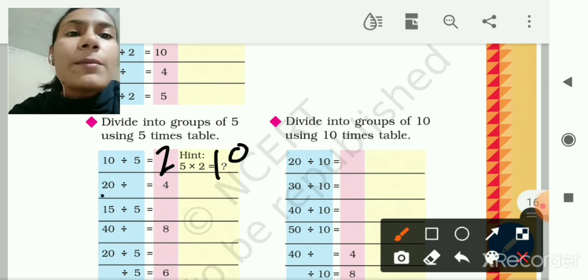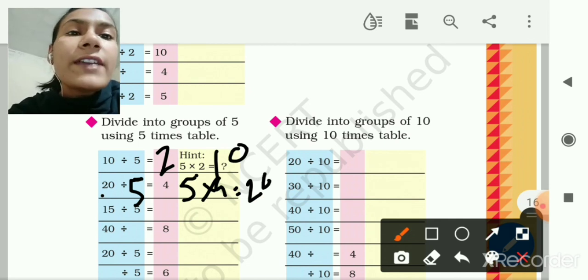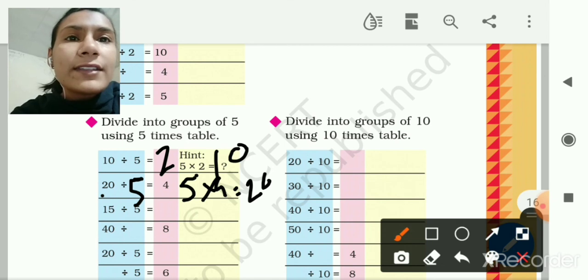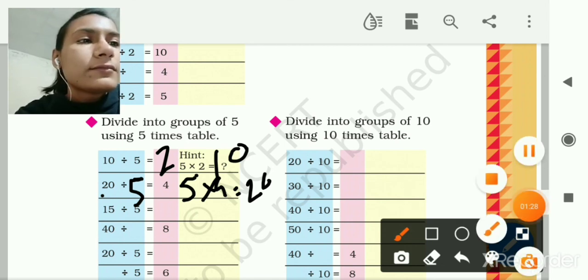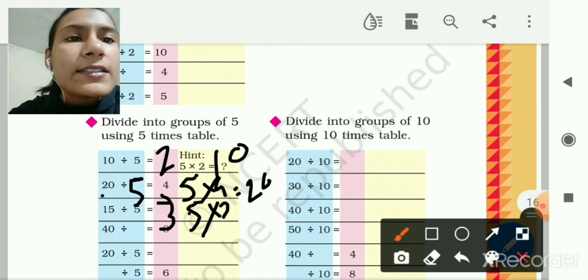Then 20 divided by how many? So the answer will come 4. So 20 divided by 5. You know 5 4s are 20. So you can write here 5 multiplied by 4 is equal to 20. Then 15 divided by 5 is equal to how many? Now think. So 15 divided by 5 is equal to 3. 5 plus 5 plus 5 is equal to 15. So you can write 5 3s are 15.